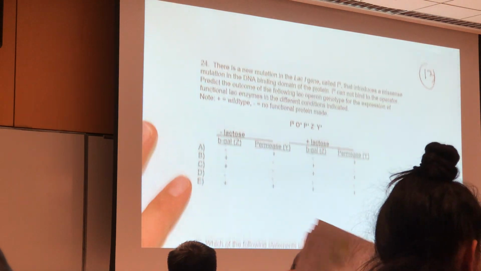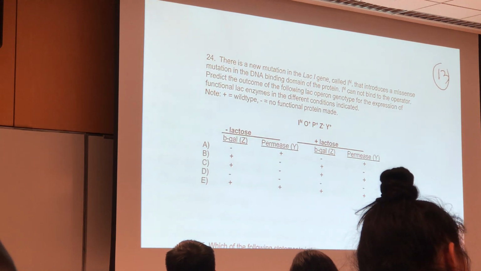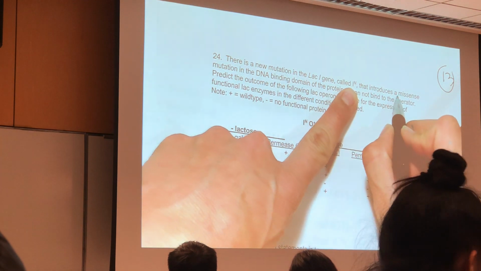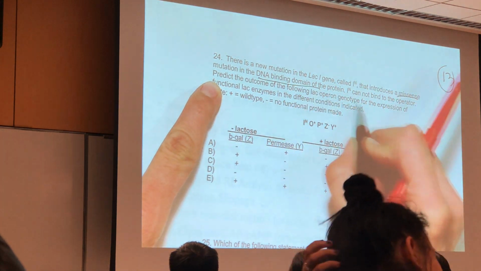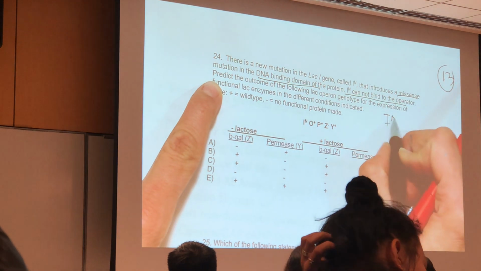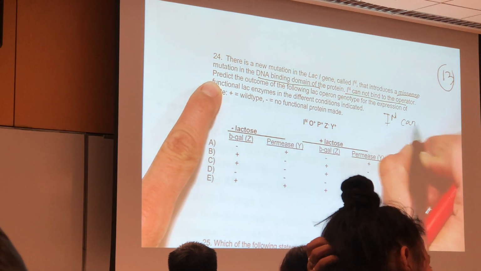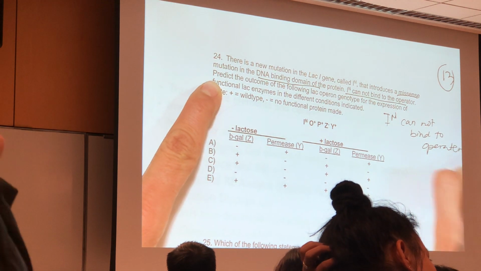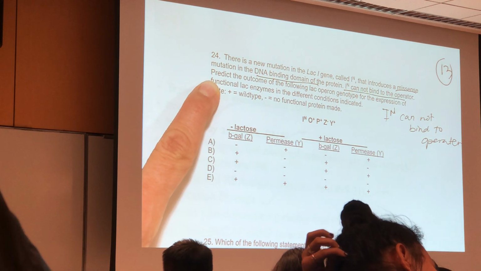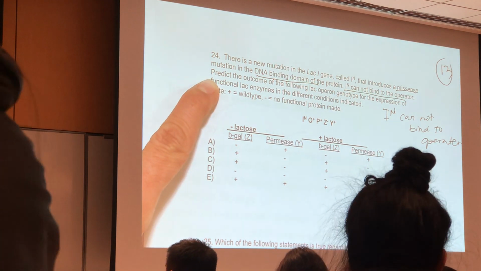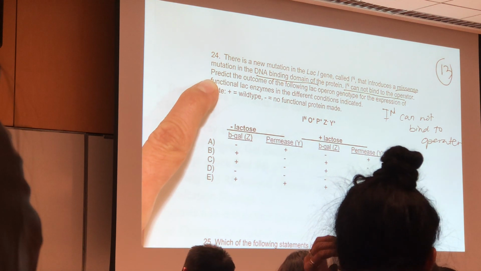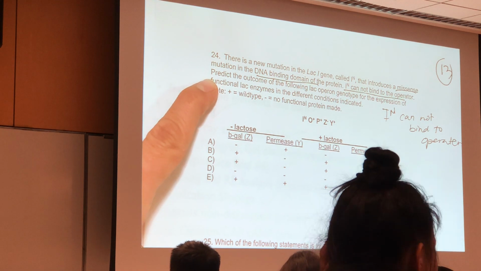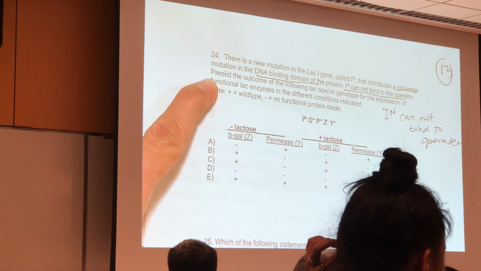13. So this is practice question 24 on the final exam. There's a new mutation in the lacI gene called I superscript N that introduces a missense in the DNA binding domain, and it cannot bind to the operator. I-N cannot bind to operator. Does it matter, this alone, whether or not we have lactose if I-N cannot bind to the operator? It does not. The operator would be unbound by repressor. Transcription would be on in both cases, right?